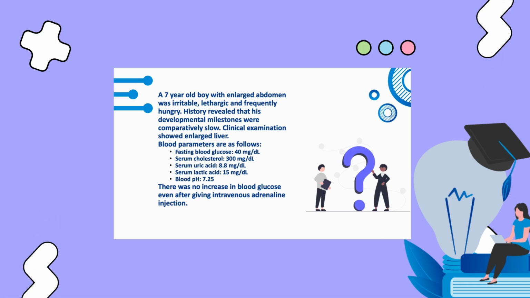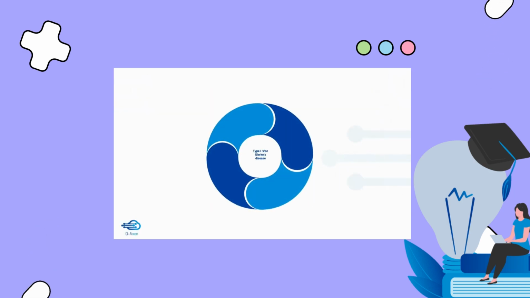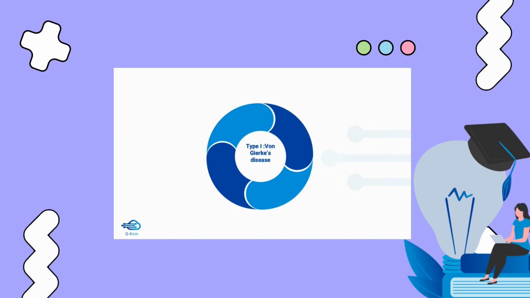So what is your diagnosis? Looking at the blood parameters or the investigations, there is hypoglycemia, there is hypercholesterolemia, there is hyperuricemia, and lactic acidosis too, with acidic blood pH being 7.25. So with these findings, we can come to a diagnosis of von Gierke's disease. Now, what is this von Gierke's disease?